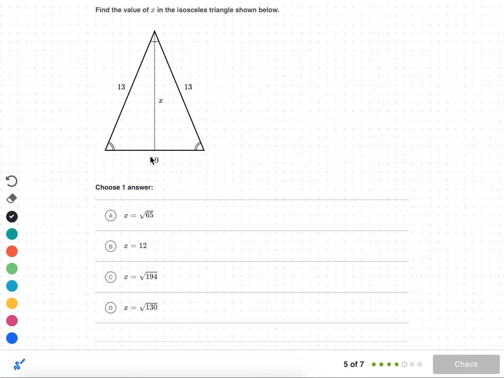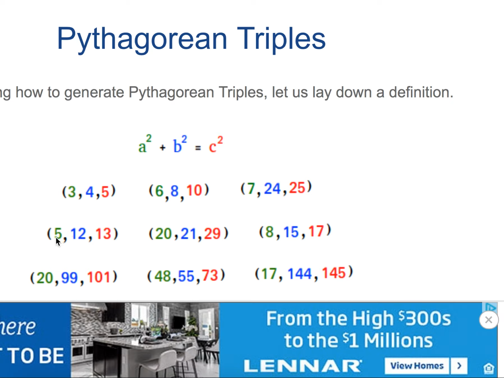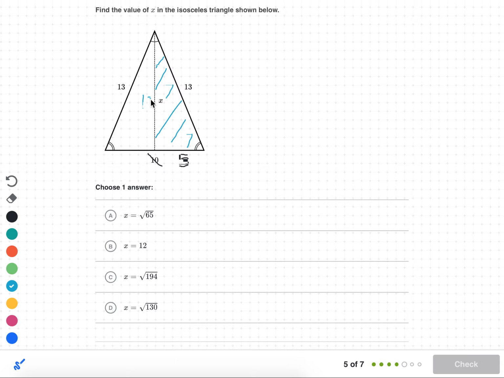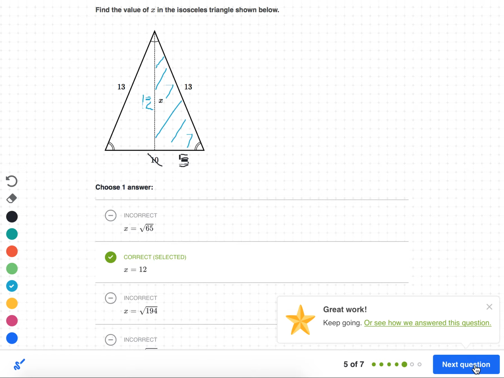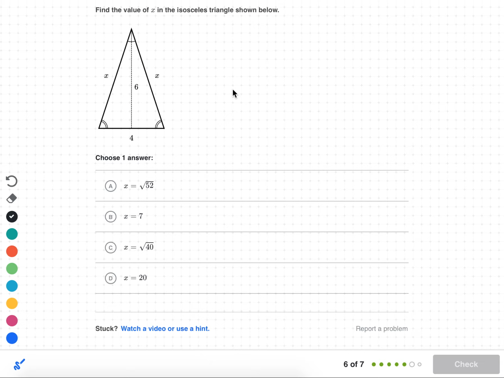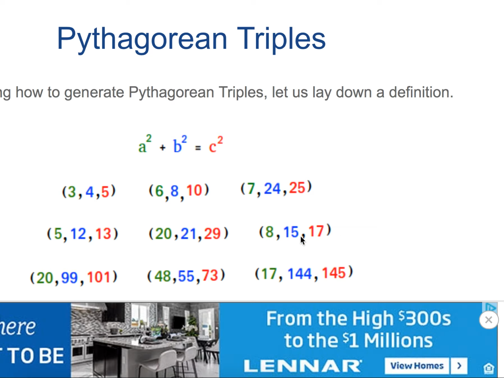Another famous one. Half of 10 is 5. So this right triangle right here is a 5, blank, 13. That's a 5, 12, 13. So the height, x, is 12. I hope you can see on the previous 2 problems how having these triplets memorized can help you solve Pythagorean theorem questions a lot faster.